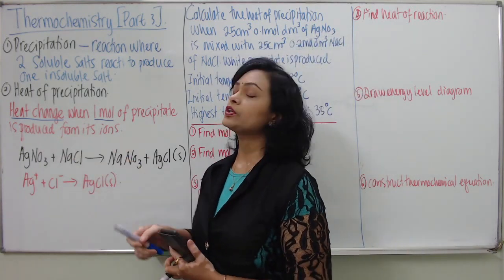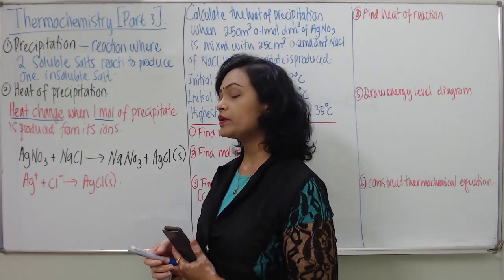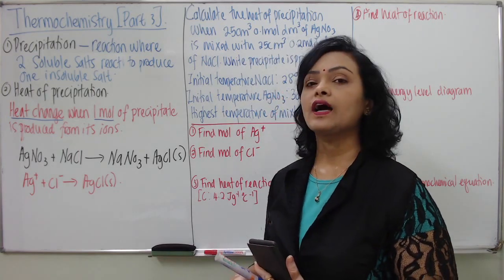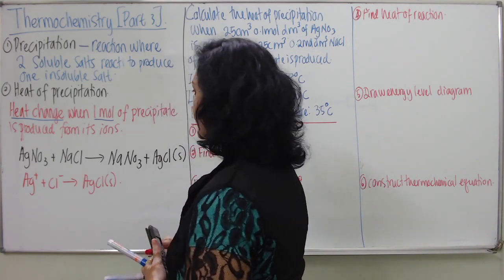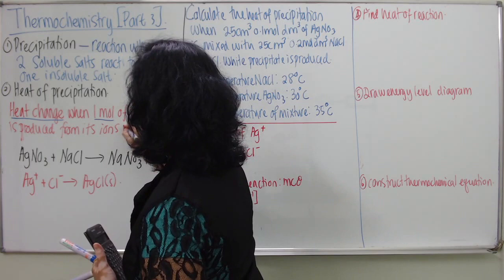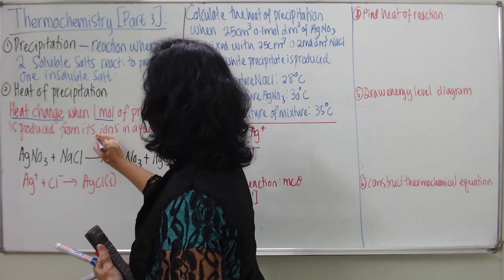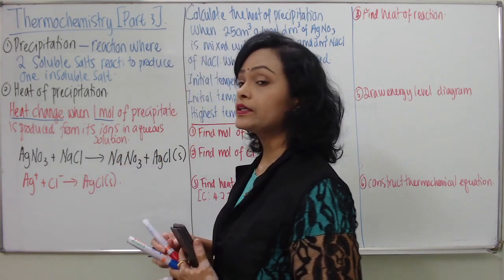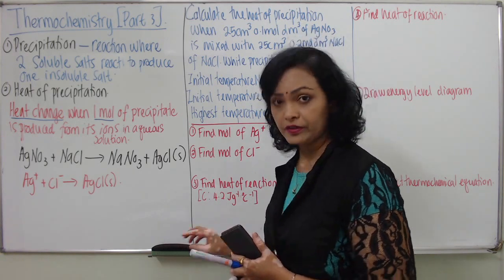Now, heat of precipitation is the heat change when 1 mole of precipitate is produced from its ions in aqueous solution. So we can even add here, from its ions in aqueous solution. That is the reason why students must know what is precipitate in the first place.